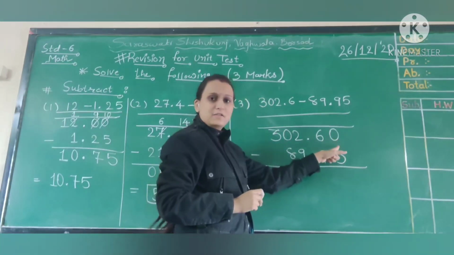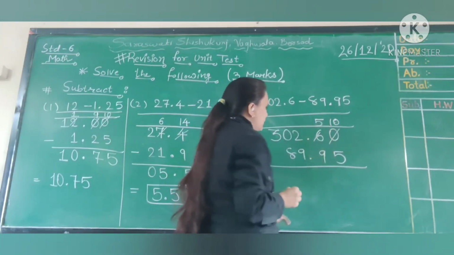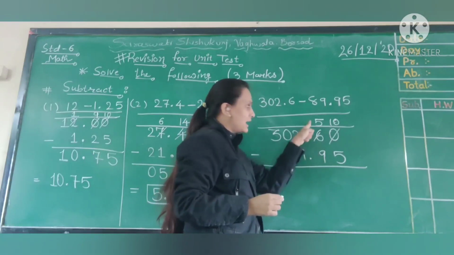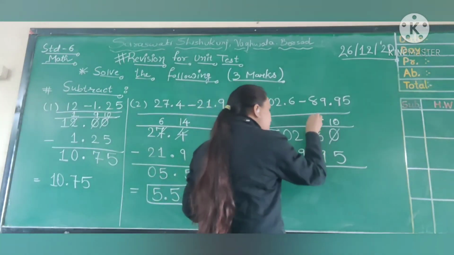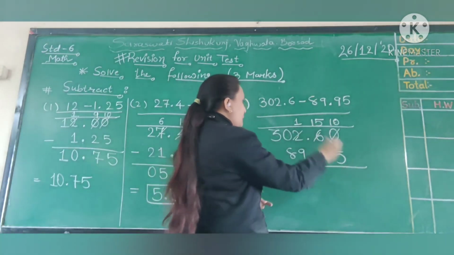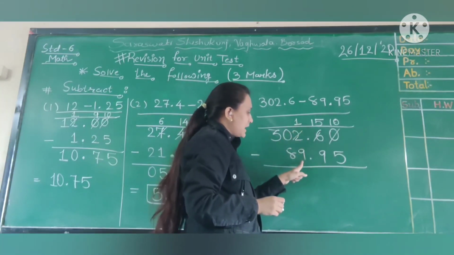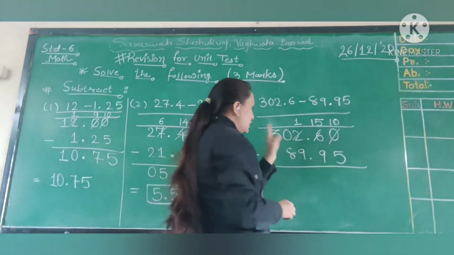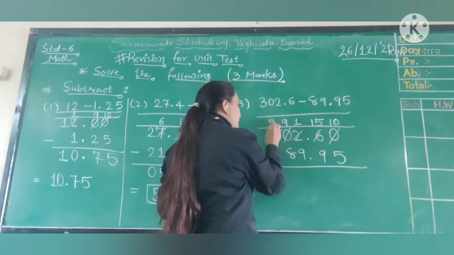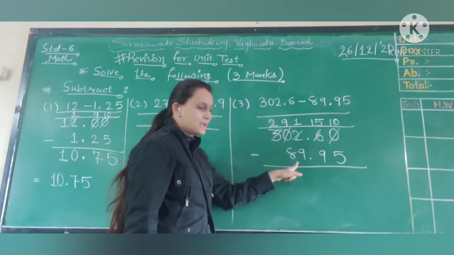We cannot subtract 5 from 0, so we have to take a borrow. So 0 will become 10 and the next digit 5. Now you can see 9 is there and here 5, so we cannot subtract 9 from 5. So again we have to take a borrow. So 5 will become 15 and here 1. Now you can see that 9 is there and here 1, so we cannot subtract 9 from 1. So again we have to take a borrow. So 0 will become 9 and 3 will become 2. Okay, so everywhere we have taken a borrow to subtract the given number.